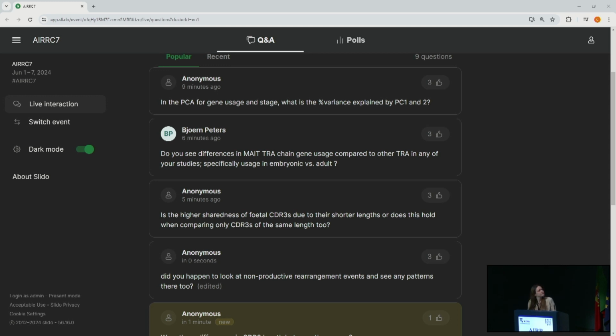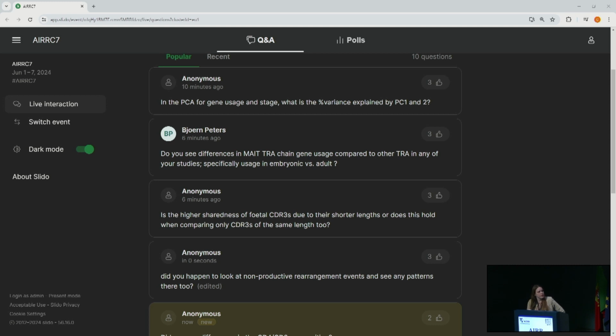Is the higher sharedness of fetal CDR3s due to their shorter lengths, or does this hold when comparing only CDR3s of the same length too? I think I did do this, and it was of some particular lengths, and overall the sharing held. No, sorry, I didn't actually look at them individually and compare, so I can't really say.